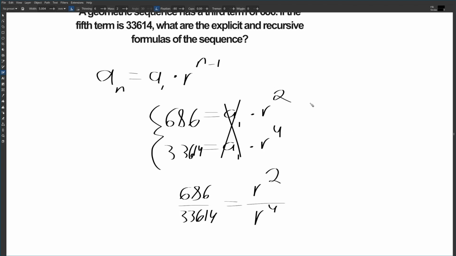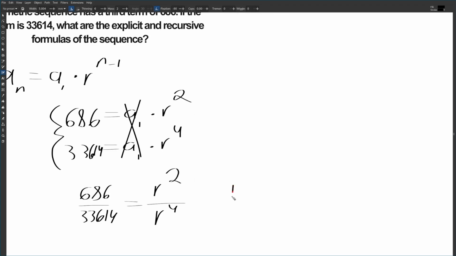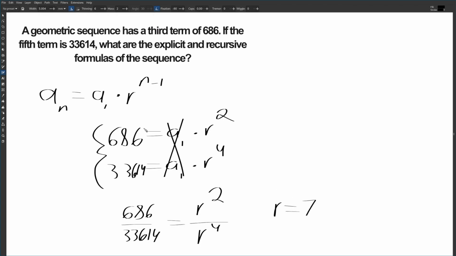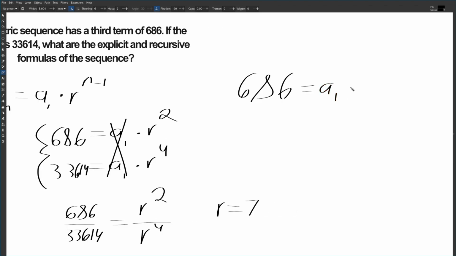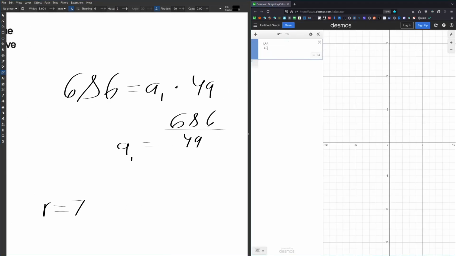Okay. And you might have seen that there was a negative one. You could have tried it and you'd see it wouldn't have worked. Okay. So we get that r is equal to 7. Okay, so now we know that r is 7. We can start to substitute it back in. So 686 is equal to a of 1 times r squared, so times 49. So that means a of 1 is equal to 686 divided by 49. Calculate that real quick. 686 divided by 49 is 14.